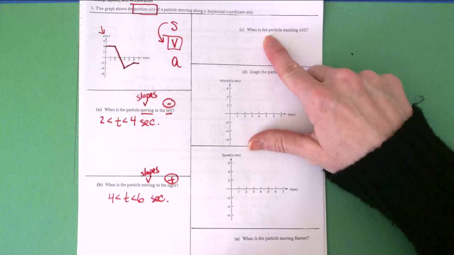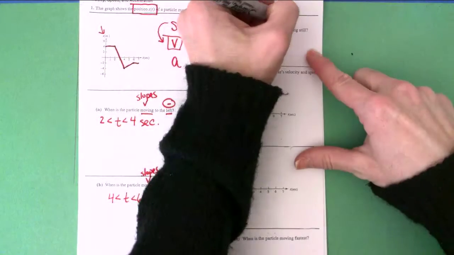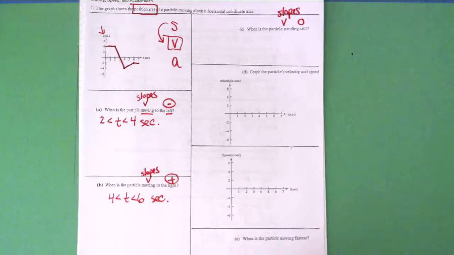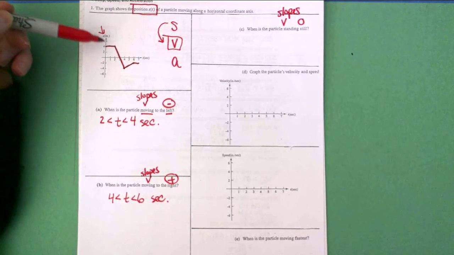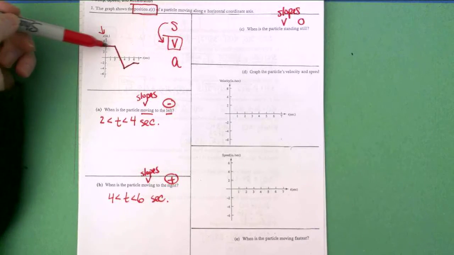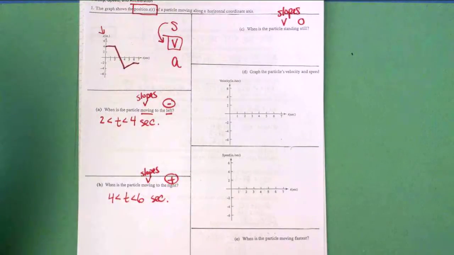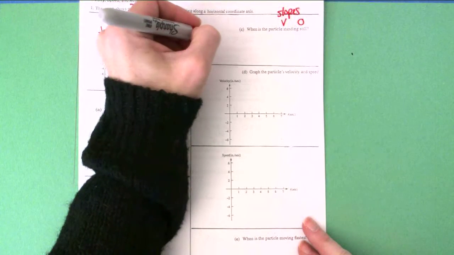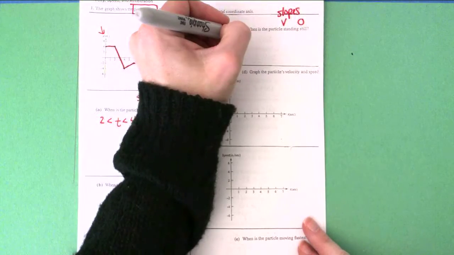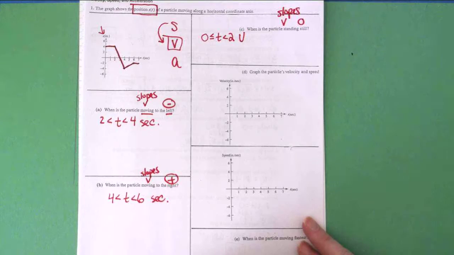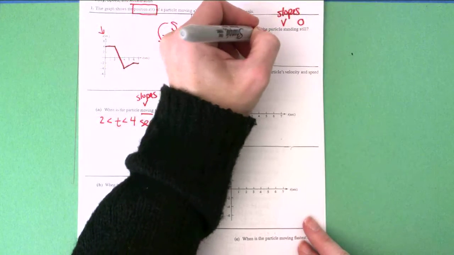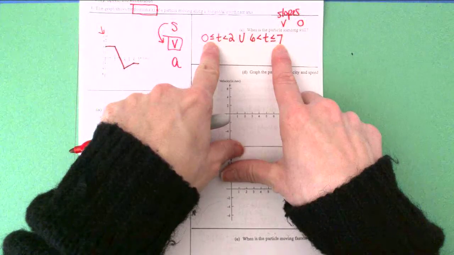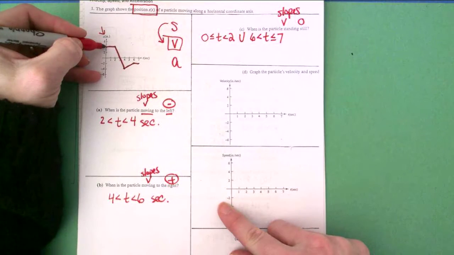When is the particle standing still? Standing still would be a velocity of 0. So where are the slopes 0? Well, I see 2 instances here. My slope is 0 right here from 0 to 2 seconds, and again here from 6 to 7 seconds. So I'm going to say my particle is standing still between 0 and 2 seconds, and I'm going to give this union symbol, since I have another interval, I'm going to go 6 to 7 seconds.